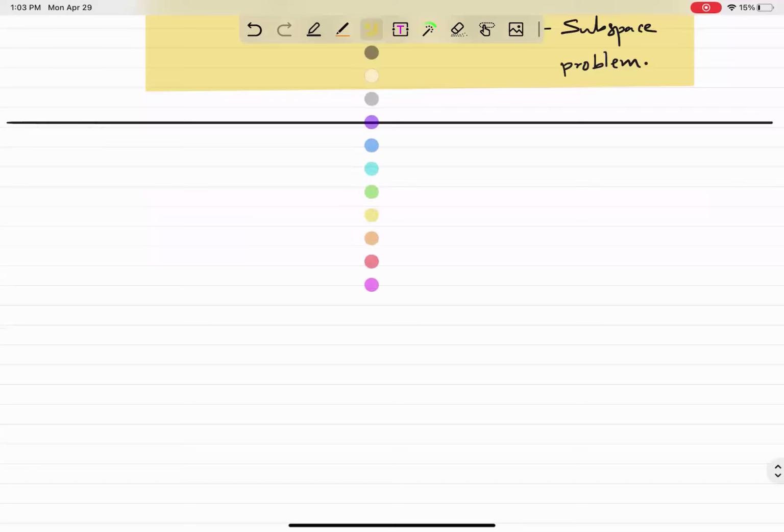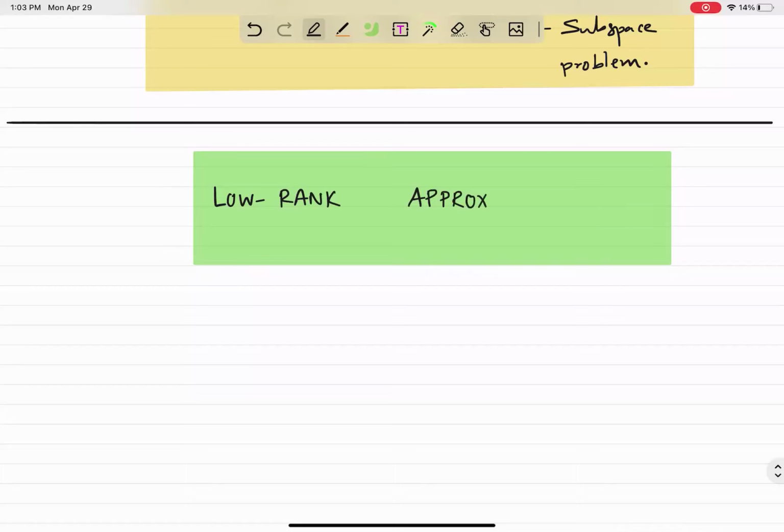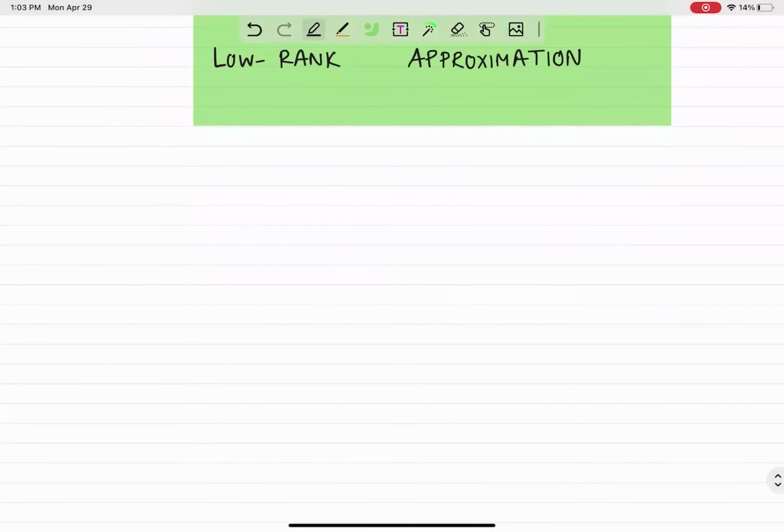Okay, so the next problem that we're going to talk about is what's called low rank approximation. Let me define it formally, and then we'll talk about some applications of it and some history behind it.